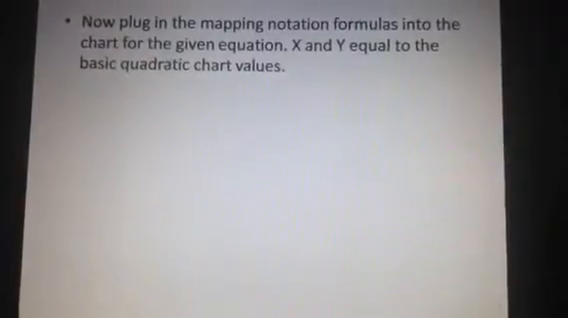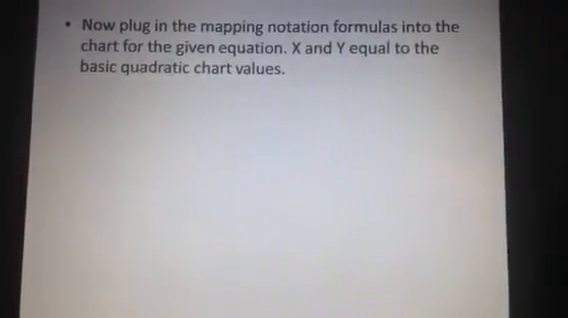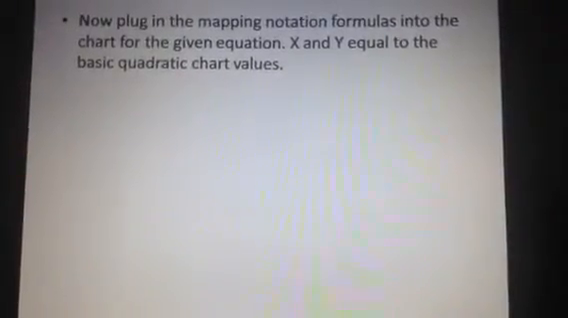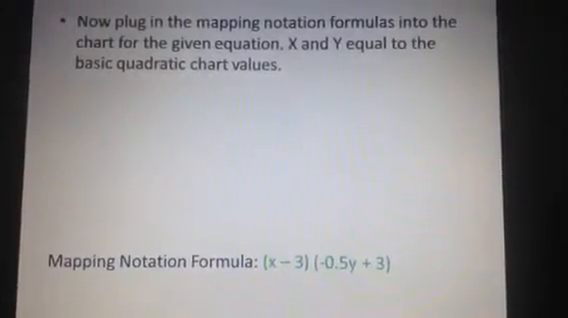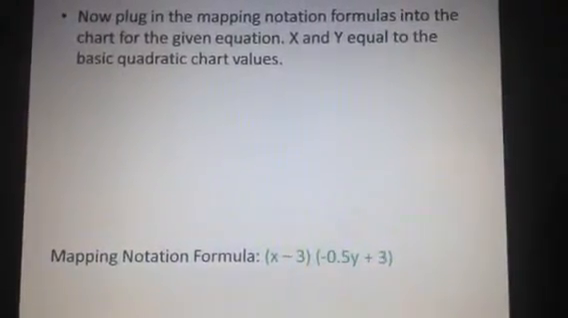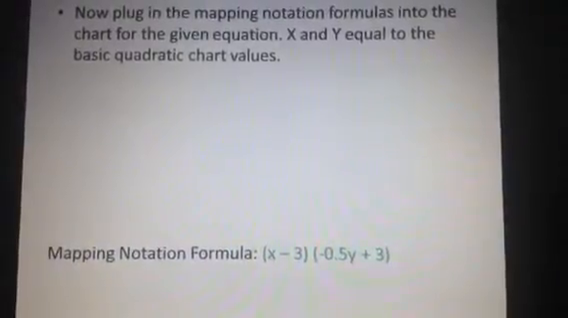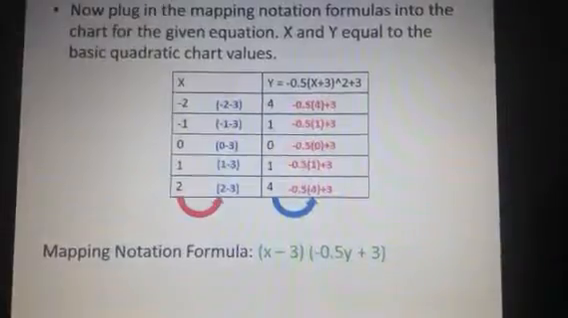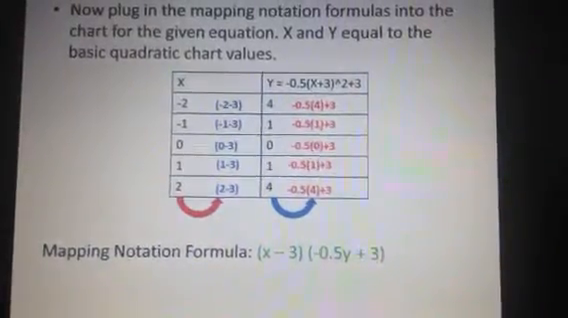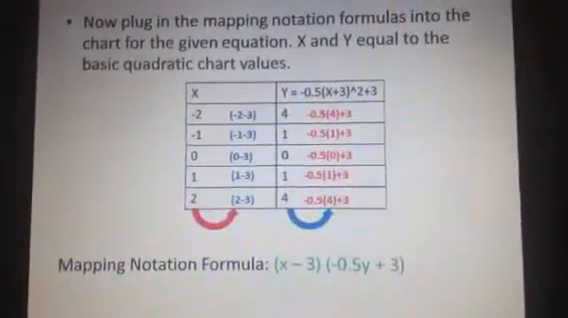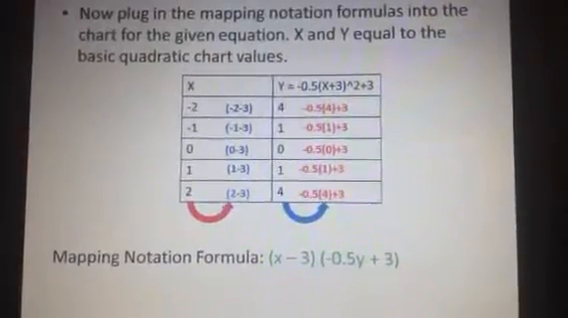So now we plug in the mapping notation formulas into the chart for the given equation. X and y equal to the basic quadratic chart values. So here's our mapping notation formula, which is x subtract 3 and negative 0.5 times y plus 3. Now we must input it into the chart. We apply x subtract 3 to the left side of the chart, which is our x value, and we apply our negative 0.5 times y plus 3 to the other side of the chart, which is our y value.